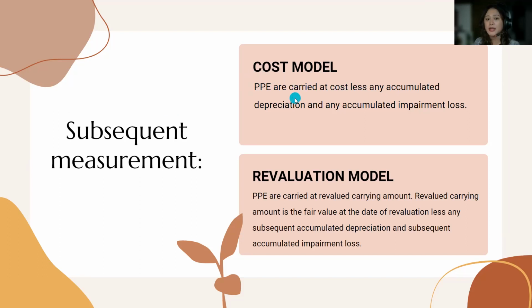So, magkano siya? Let's say, na-identify mo yung initial measurement mo, 2 million yung cost ko. Less any accumulated depreciation and any accumulated impairment loss. So, in the next topics, magdi-discuss tayo about depreciation and impairment. So, yun yung mga kailangan mo i-consider.